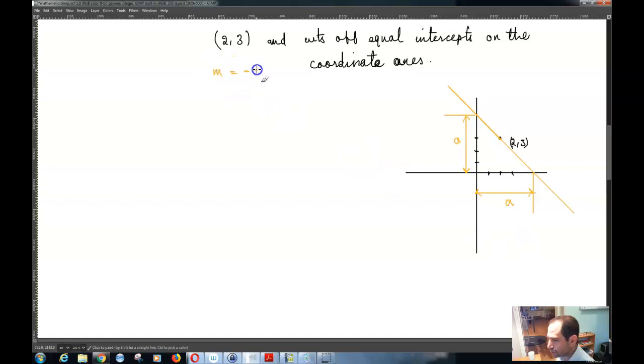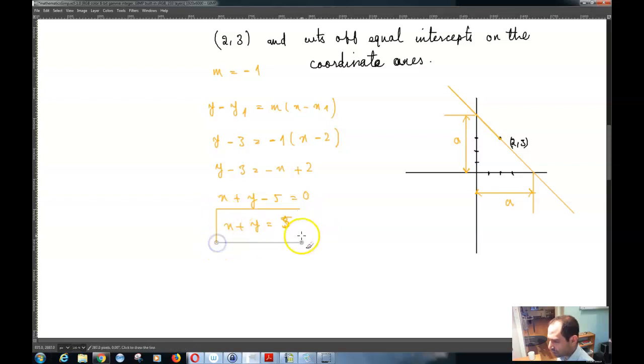So if my slope is equal to -1, and the line goes through this point, then I can say y minus y1 is equal to m times x minus x1. And so I can write y minus 3 is equal to -1 times x minus 2. So y minus 3 is equal to -x plus 2, and so x plus y minus 5 is equal to 0, or x plus y is equal to 5. I suppose that's the equation of the line, if I'm not mistaken.